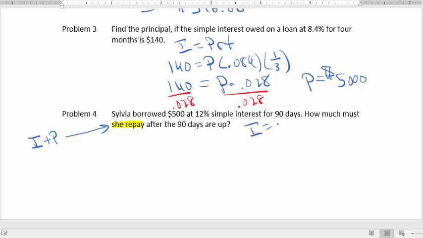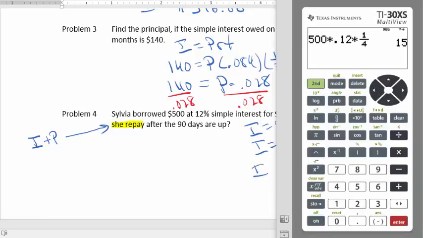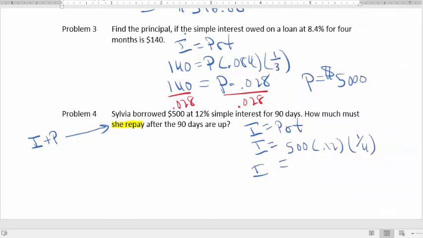So you first need to find the interest when you know she borrowed $500. The rate was 12%, which is 0.12. And 90 days, remember to simplify it, you do 90 over 360. That's 1/4 of a year. And then when you multiply these things on the calculator, you just get 15. So I is 15, so she's paying $15 in interest.